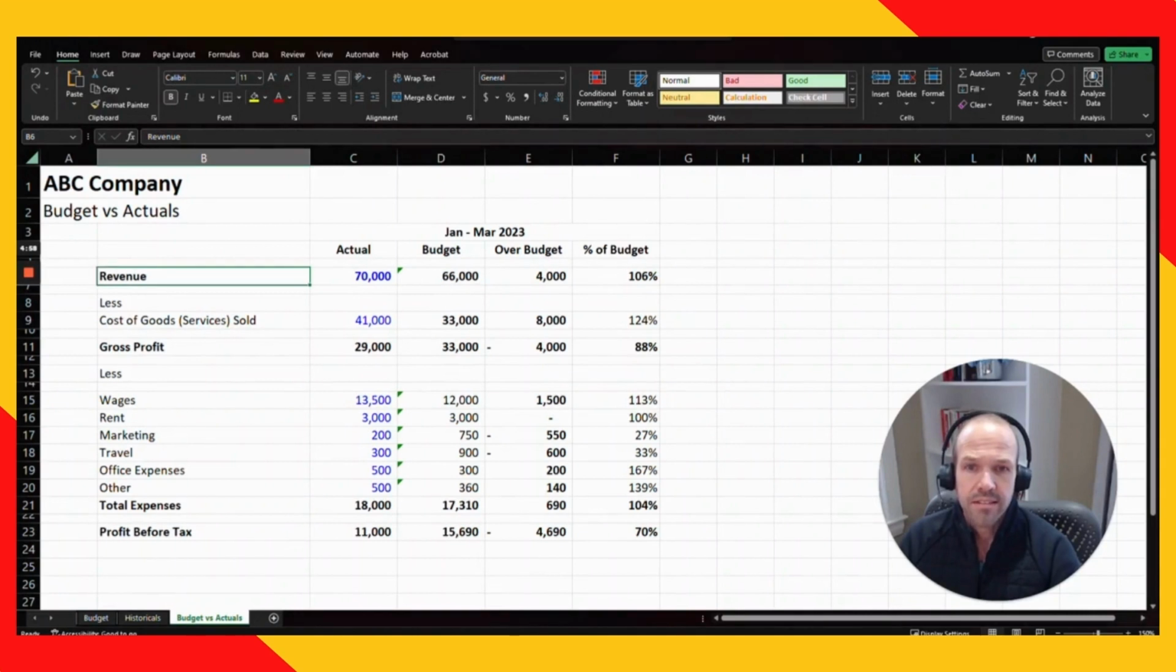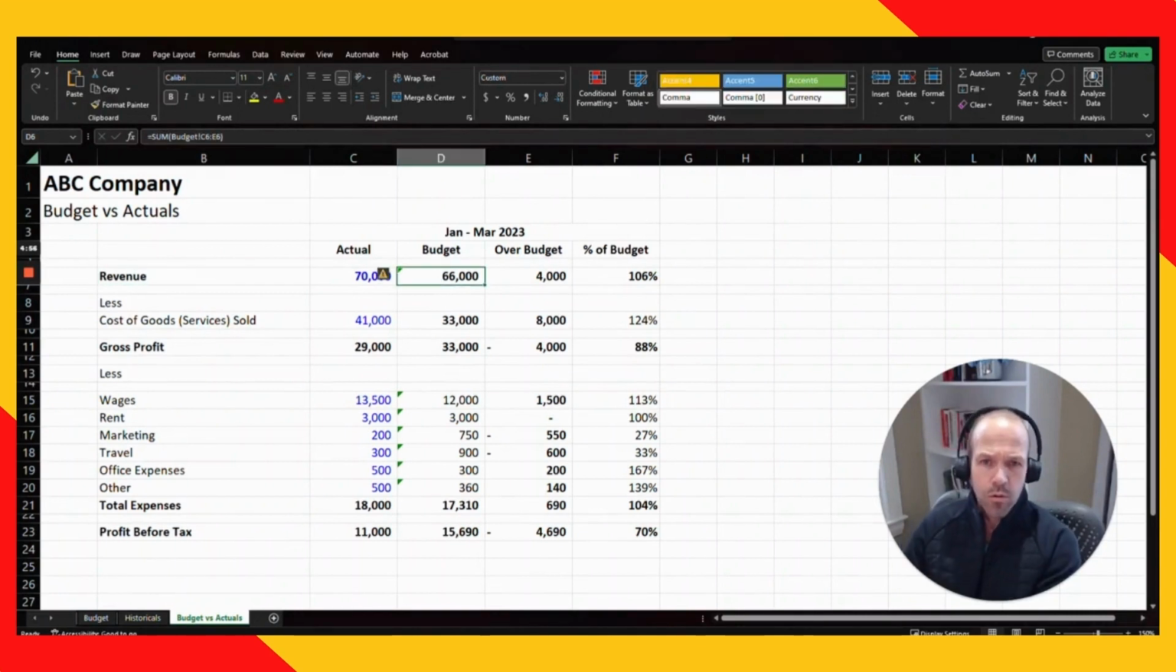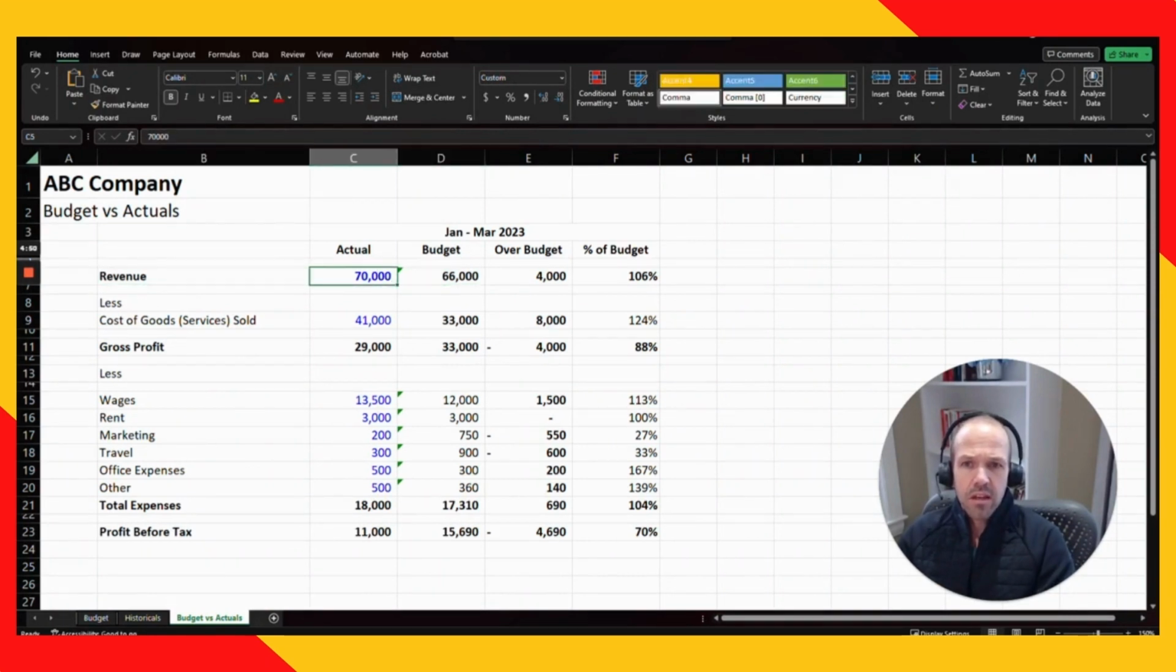Great, so let's get started. So this is a typical format for a budget versus actuals spreadsheet. What you can see here is the first column is the actuals. These same rows that we had in our budget are the same rows we have here. So we'll go through it real quick. Revenue less your cost of goods sold equals your gross profit, less those major expense items equals your profit before tax. And so what we've done here is we've set up a column.